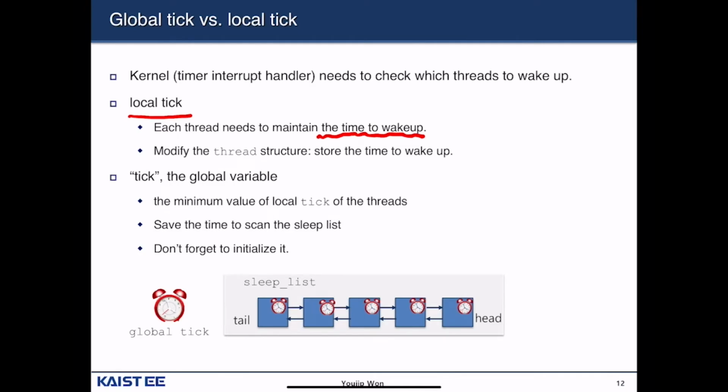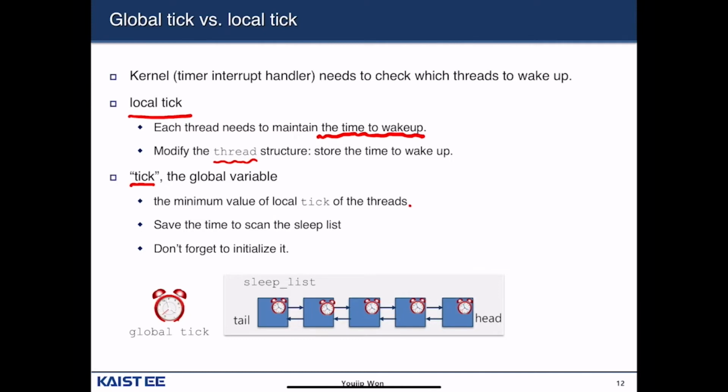Currently, our thread structure does not have this field. So we have to modify the thread structure to store the time to wake up. And also, for efficiency's sake, we have to introduce one global variable, a global tick or whatever you want to name it. It stores the minimum value of the local ticks of the threads.